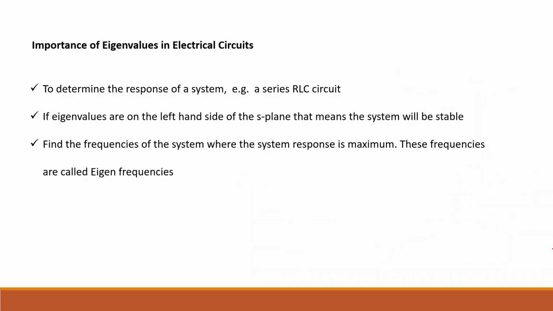Some important things to consider: if the eigenvalues are on the left hand side of the S-plane, that means the poles are on the left hand side of the S-plane, and hence the system will be stable. If they are on the right hand side, the poles are also on the right hand side, and hence the system won't be stable.